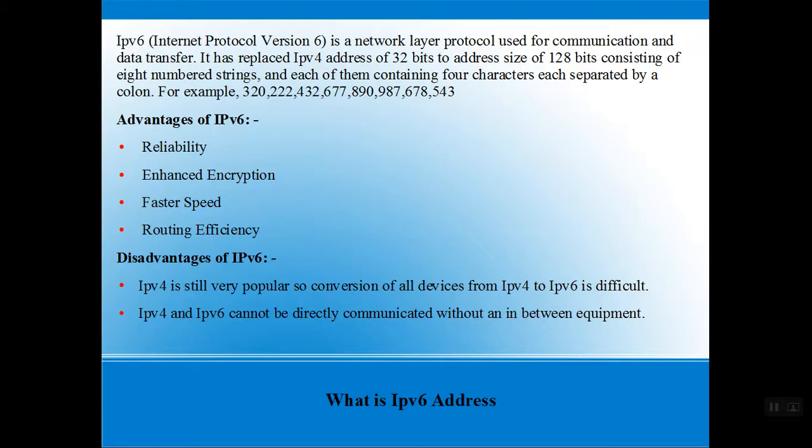Now what is an IPv6 address? IPv6, or Internet Protocol version 6, is a network layer protocol used for communication and data transfer. It has replaced the IPv4 address of 32 bits with an address size of 128 bits, consisting of 8 numbered strings, each containing 4 characters, separated by a colon. For example, 320.222.432.677.890.987.678.543.